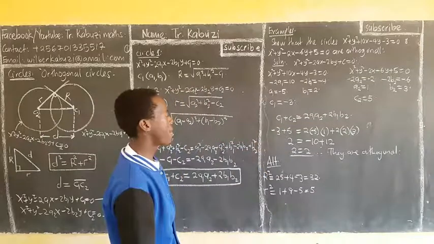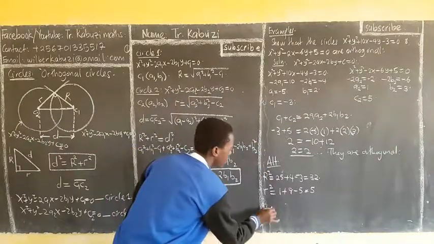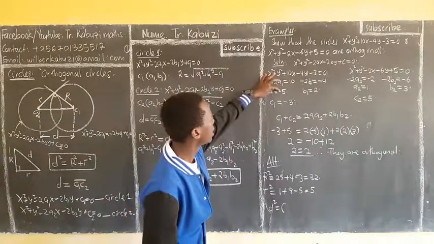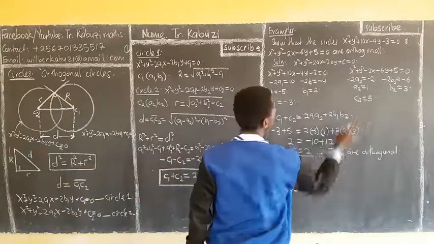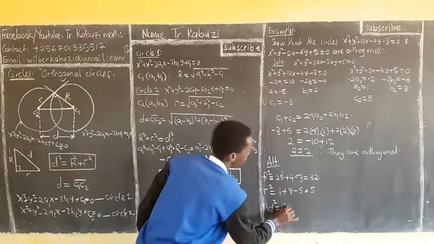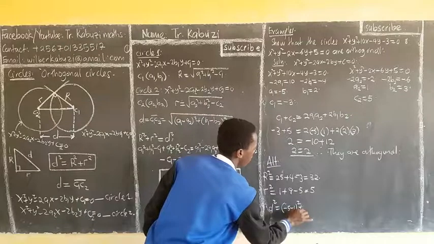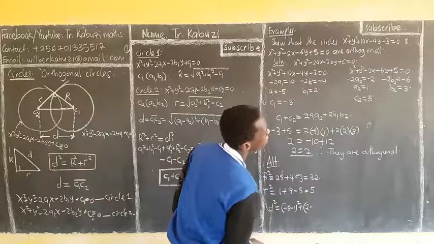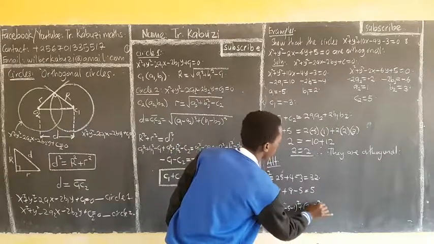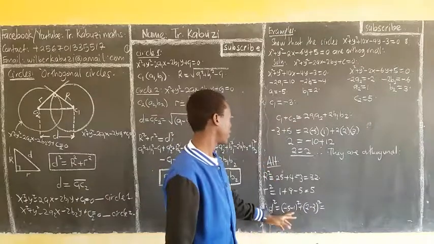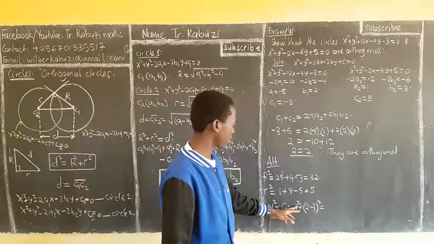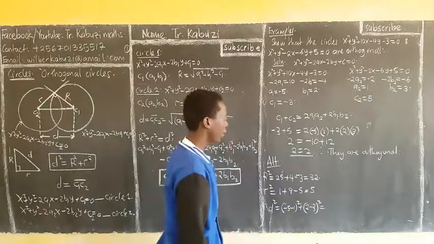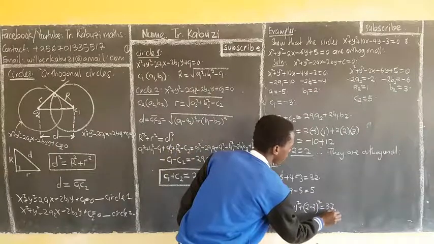What about the distance between their centers? So the distance between their centers squared is going to be negative 5 minus 1 squared, then plus 2 minus 3, the whole square. And this one will give you 36, then plus 1, which will give you 37. So that is 37.